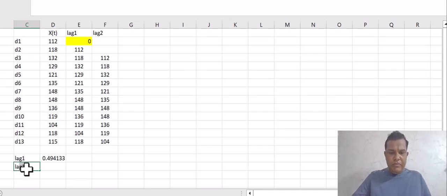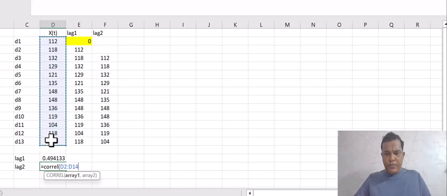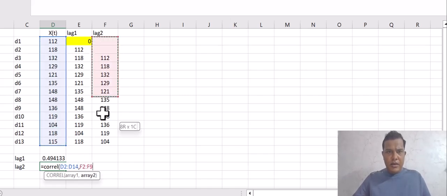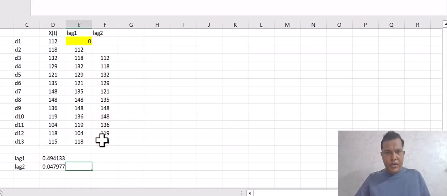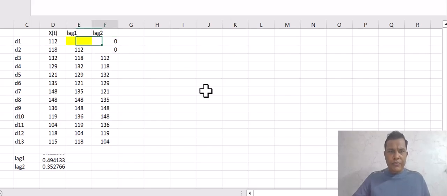Similarly, let me find the correlation between my original and lag 2. I select the original and this. If you notice, the correlation between my original time series and lag 2 is 0.47, and you can put 0 over it, and the partial value is 0.32. Suppose I remove this and this.